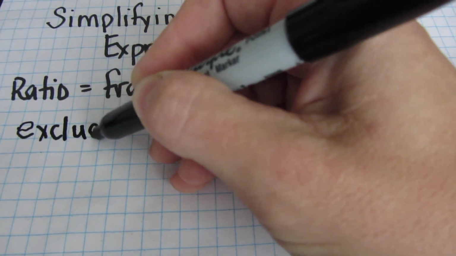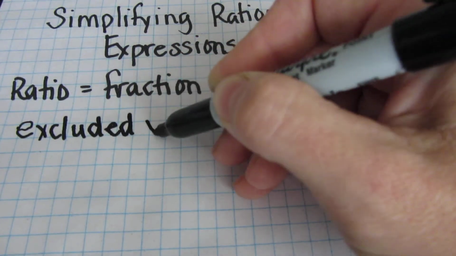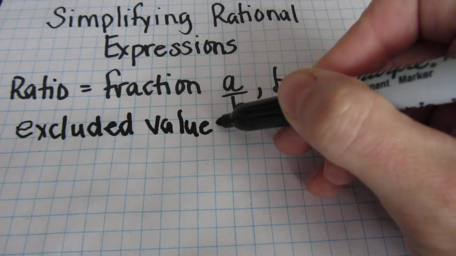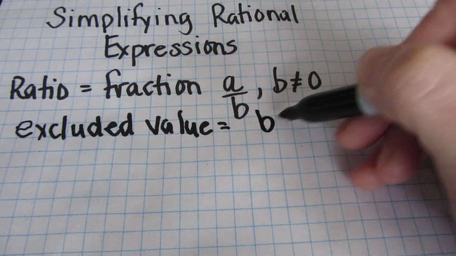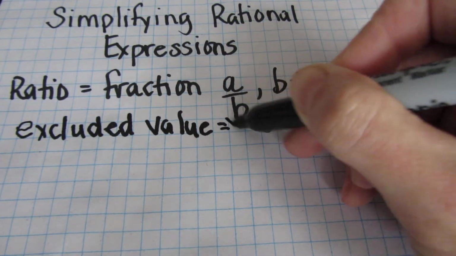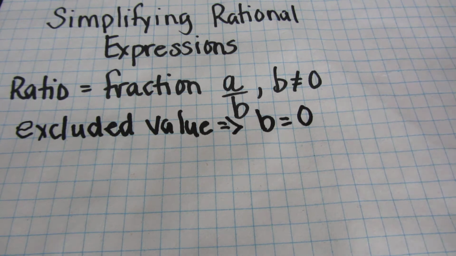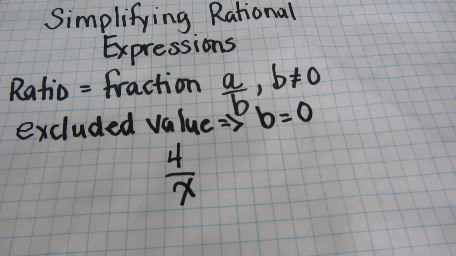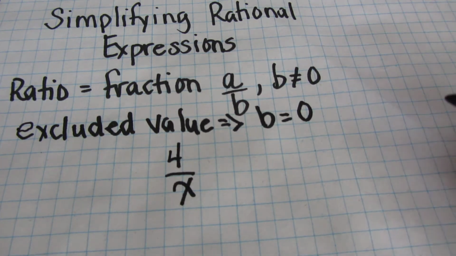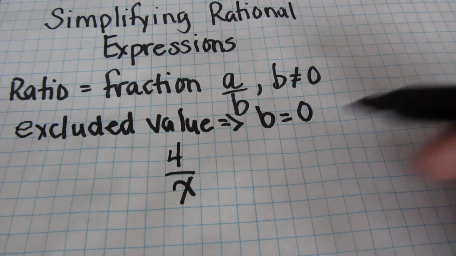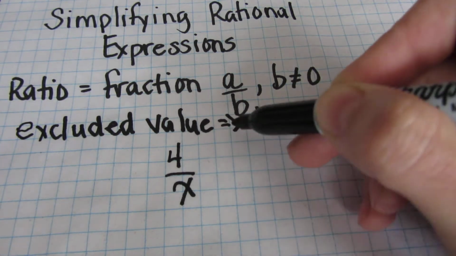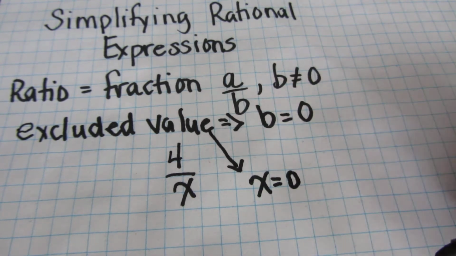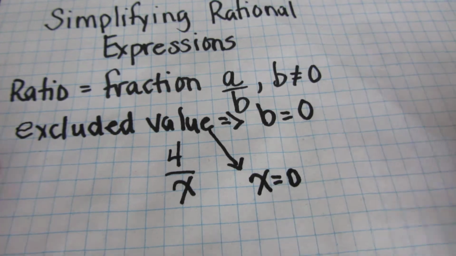Excluded means things that have to be left out. And an excluded value is anything that makes your denominator 0. Okay, so let's say we have an expression of 4 over x. Any excluded value in that situation, we want to take it out. So in this situation, our excluded value would be x equals 0.